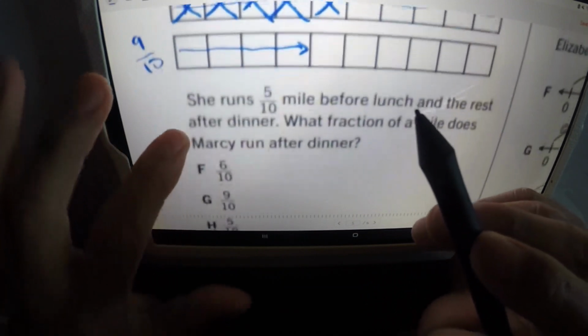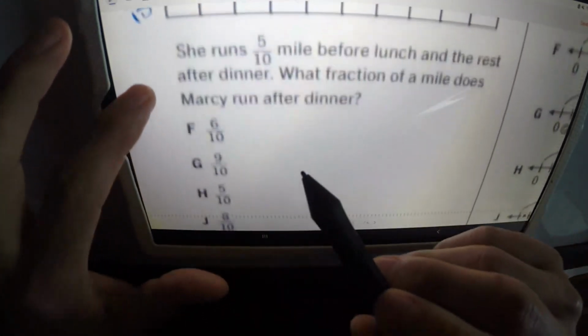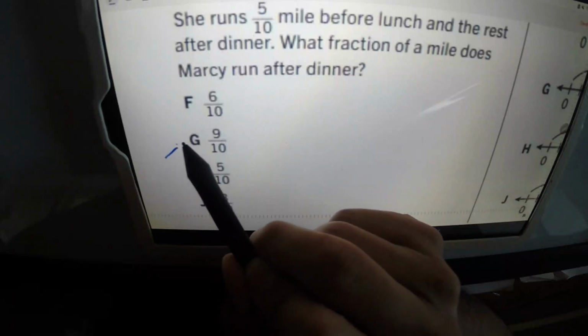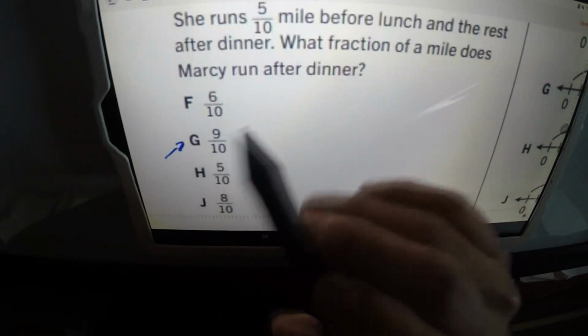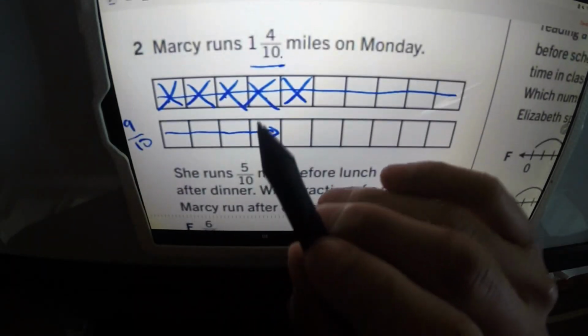Now it's just a matter of finding the answer. We're looking for 9 over 10. And there it is. G. Does that make sense? And we went through that kind of fast. And this is the total amount of miles she ran.